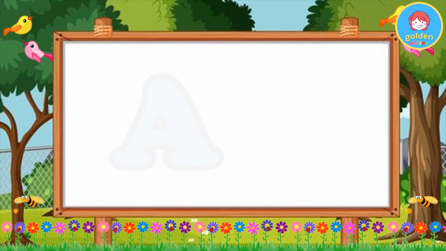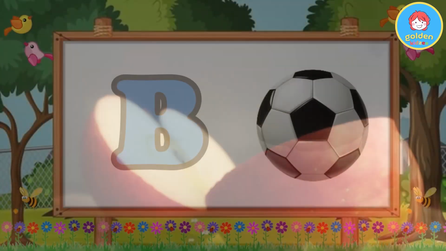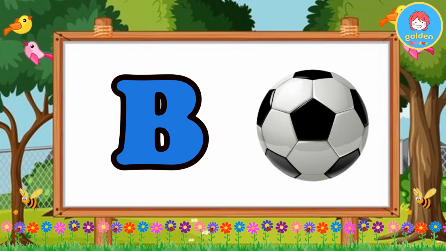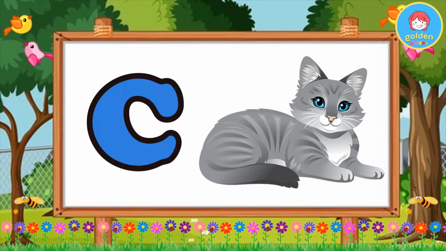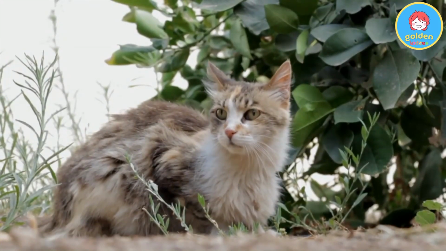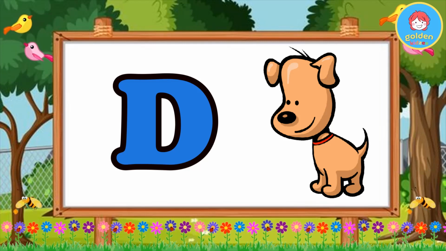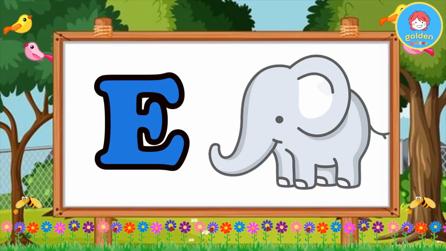Apple. B. B is for ball. C. C is for cat. D. D is for dog. E. E is for elephant.